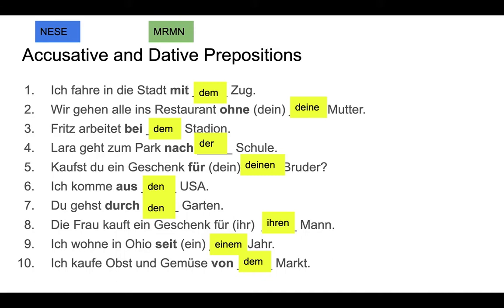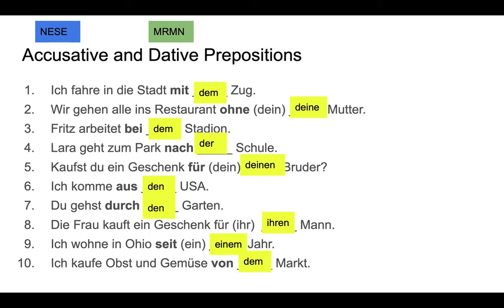Nummer 5. Kaufst du ein Geschenk für deinen Bruder? Für is an accusative preposition and Bruder is masculine, so the nominative form dein changes to the accusative form deinen, just like der changes to den. Nummer 6. Ich komme aus den USA. Aus is a dative preposition and USA is plural because it's the United States. So den is the dative plural form.